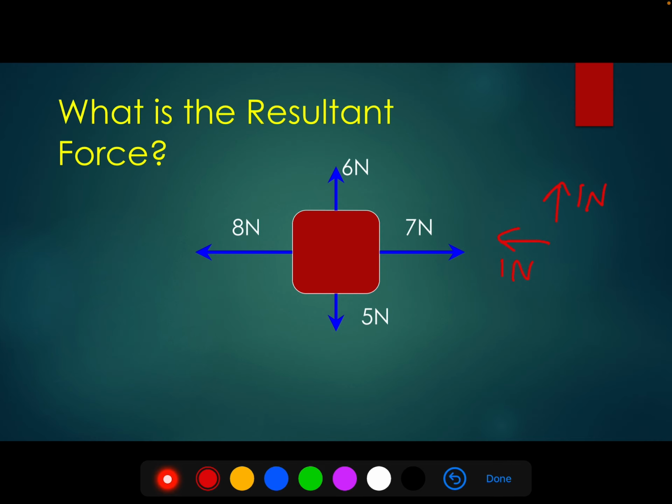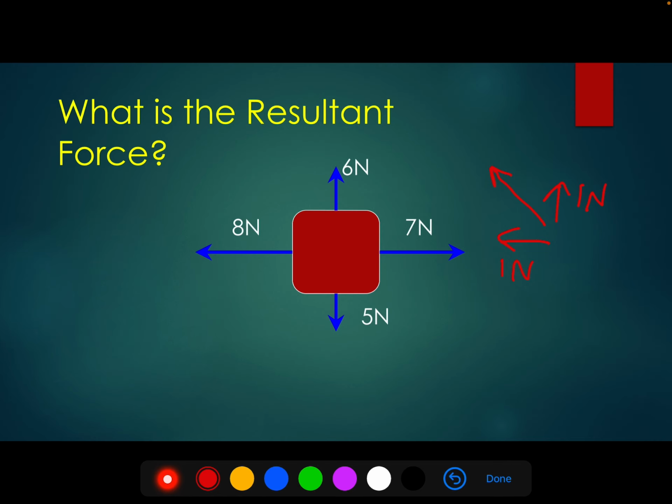Now I currently have 2 resultant forces there. And the whole point of a resultant force is you actually only ever would have 1. So I need to find a way of putting these 2 together. Hopefully you're happy that this would be moving up like that. If something's pulling up, something's pulling to the left, that box would move kind of up and left.